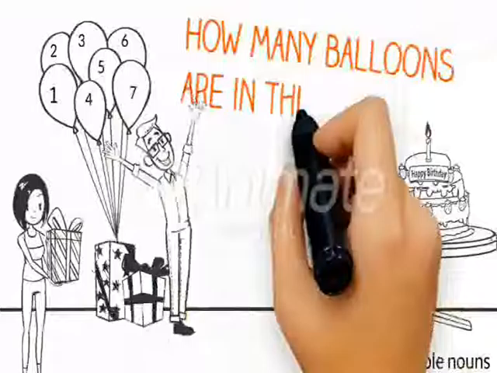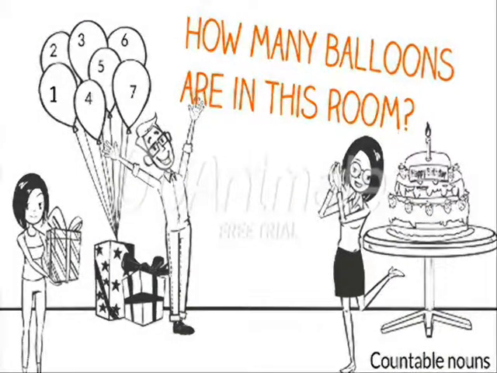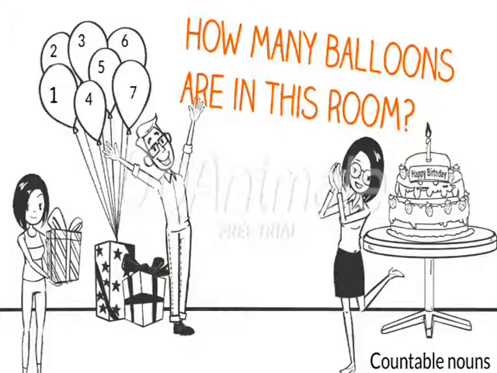To understand better, let's have a look at this example. How many balloons are in this room? Let's count them together. 1, 2, 3, 4, 5, 6, and 7. Please note that balloons is a plural noun. Therefore, we use the plural verb are.